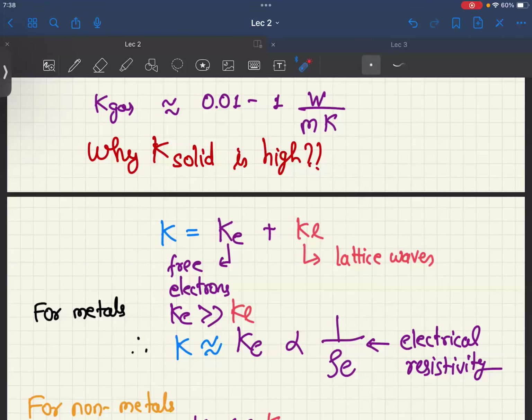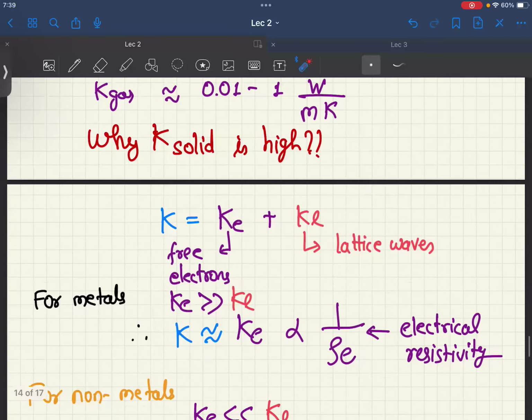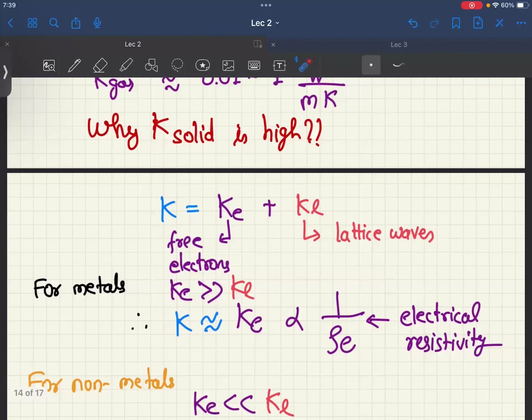So remember that earlier we said that thermal conductivity of any material has two parts: thermal conductivity because of free electrons and thermal conductivity because of lattice wave. Okay? Now for metals, meaning solids, good conductors, the free electron contribution is much higher because they are very closely packed, right? Because of this, the thermal conductivity of a solid is very close to the thermal conductivity due to the motion of free electrons. And this is very high, right?